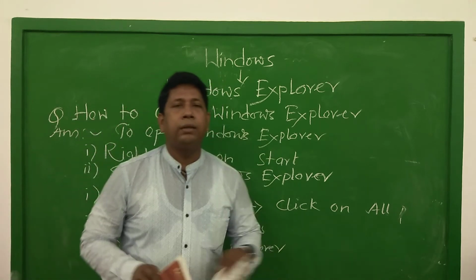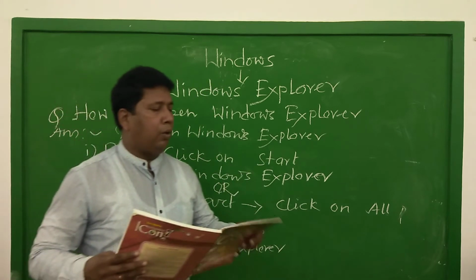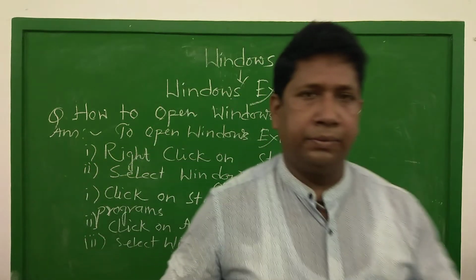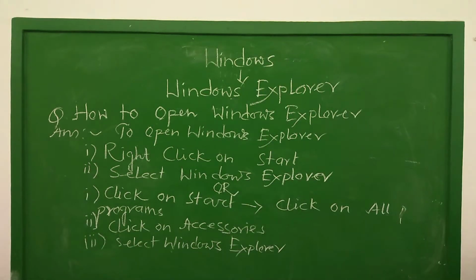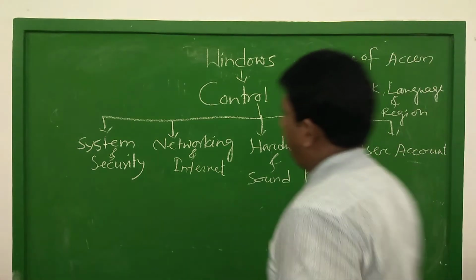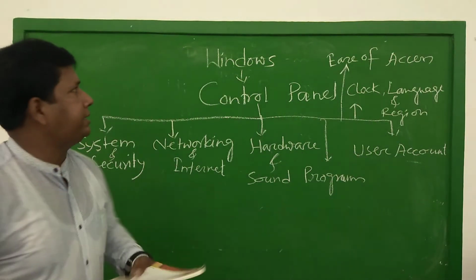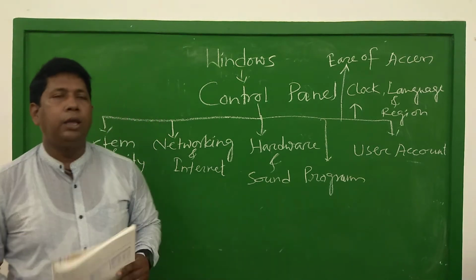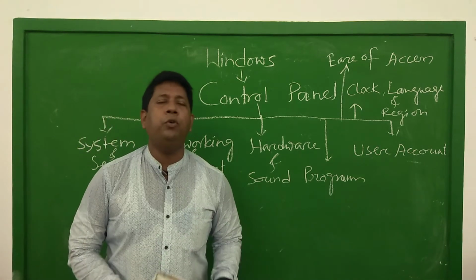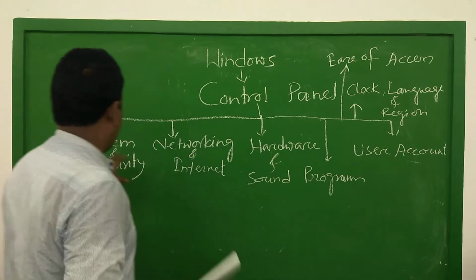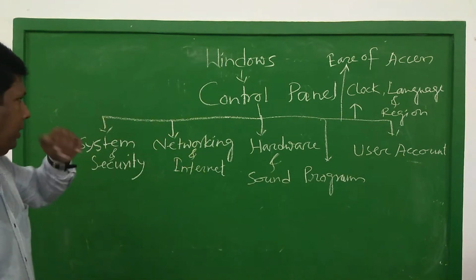And next is working with the control panel. Control panel is a very important part of the computer through which we can add or remove any type of program, hardware and software. In the control panel we can find different types of options.